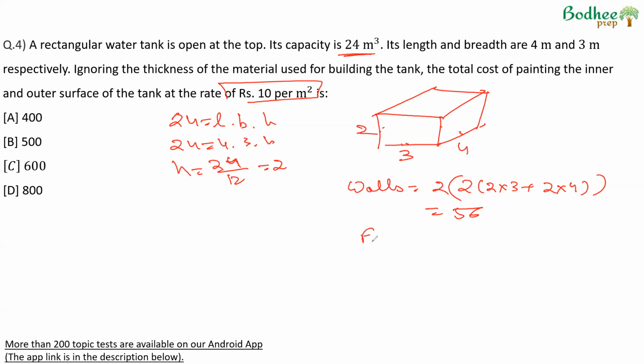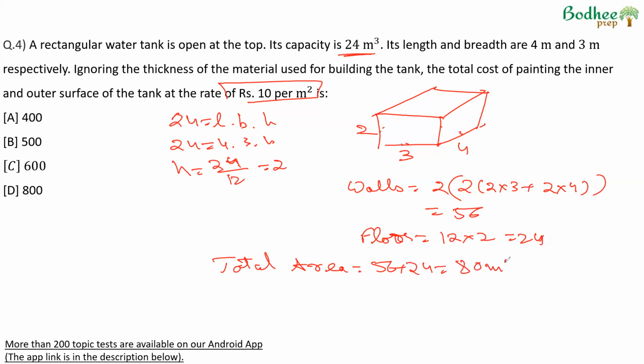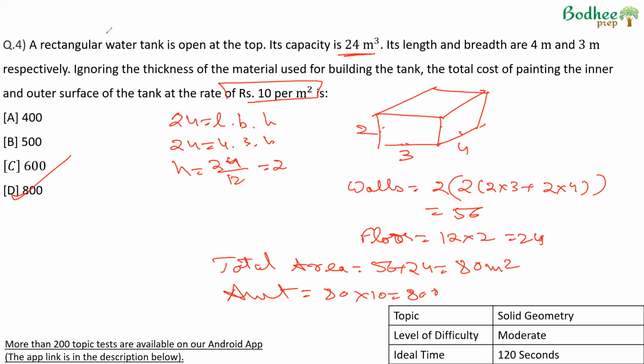Next is the floor. The floor will have area 4 3s are 12, inside and outside 24. Therefore, the total area that is to be painted is 56 plus 24, or 80 meter square. Rate is rupees 10 per meter square. Therefore, total amount required will be area into rate, which is 800 rupees. Option D. Moderate level of difficulty, about a minute and a half to 2 minutes to solve.